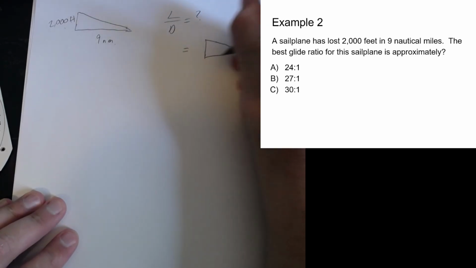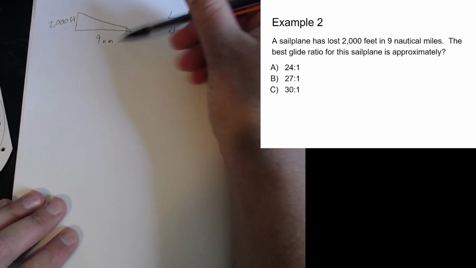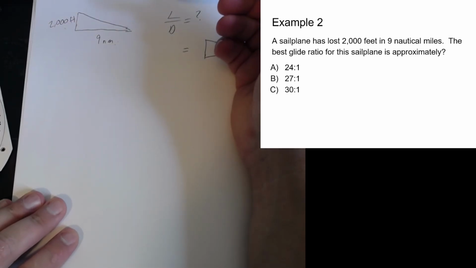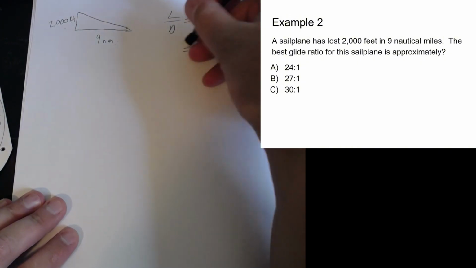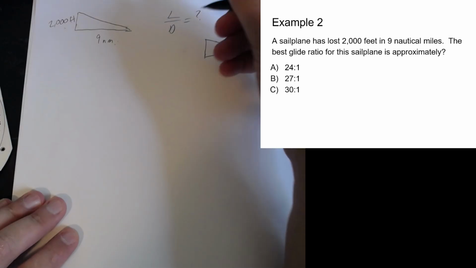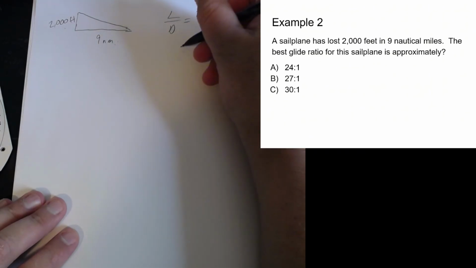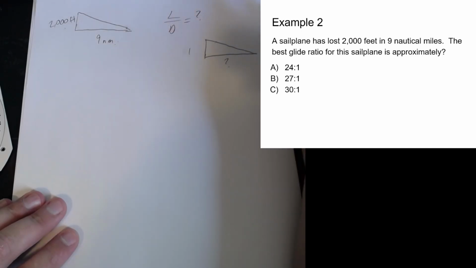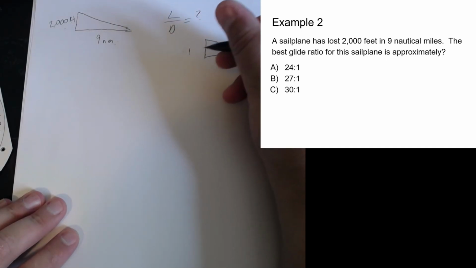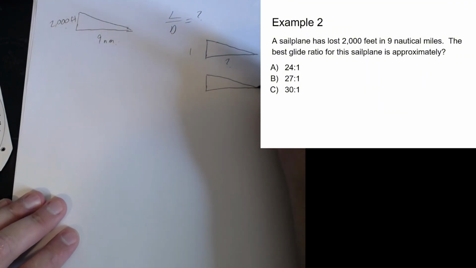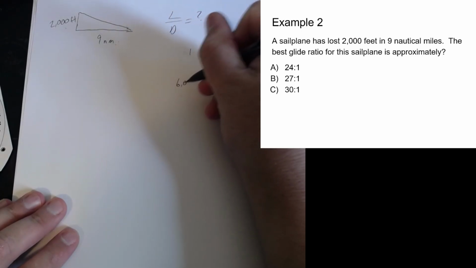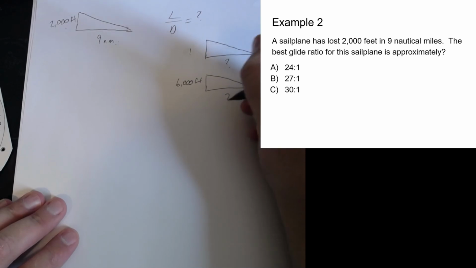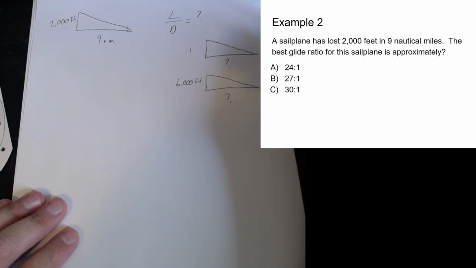Remember, we can't directly divide 9 nautical miles by 2,000 feet, because they're different units. So we're going to use that same hint that we've talked about before. We're going to go down 1, and we're going to go over some distance. We don't know what that is. But of course, if we go down 1 mile, that doesn't help us very much because we need to know what our altimeter says. So we'll go down 6,000 feet, and that will give us a certain distance over that we go.